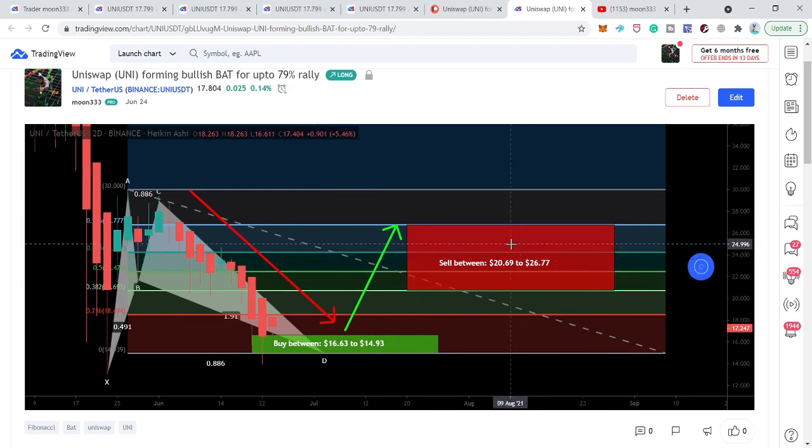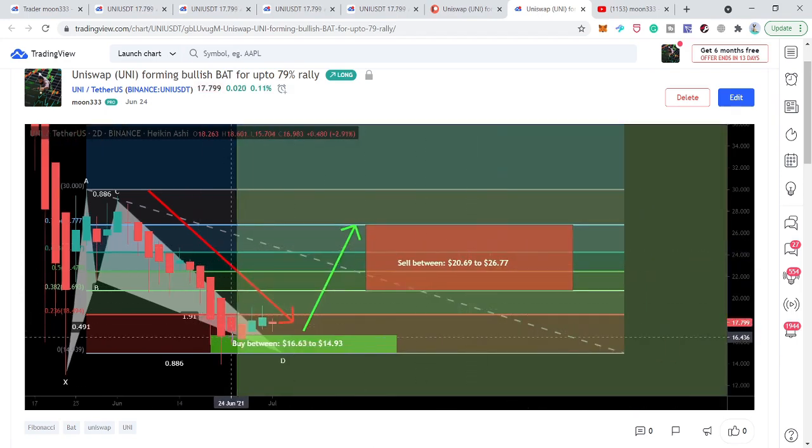Now, after playing this chart, we can see that the price action indeed moved very close to the end of this buying zone and reversed bullish, but this time again it is moving back, and we might have another chance to buy it from the dip of this buying zone. That will be a really very good chance because the sell targets, as per the Fibonacci sequence of the bullish bat, start from $20.69 and end up to $26.77.